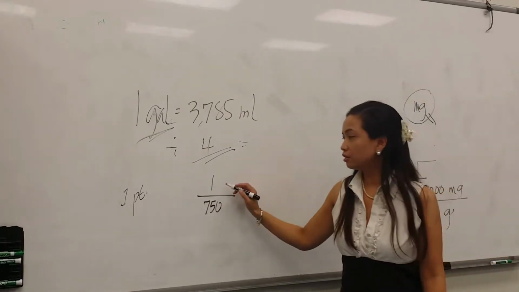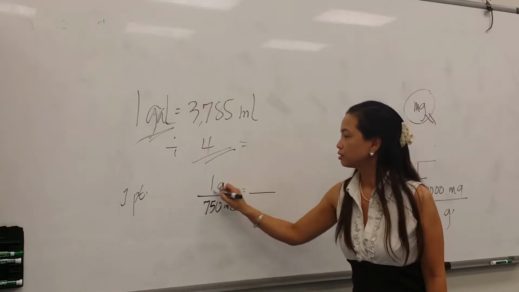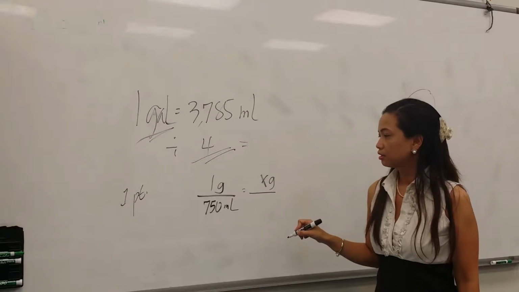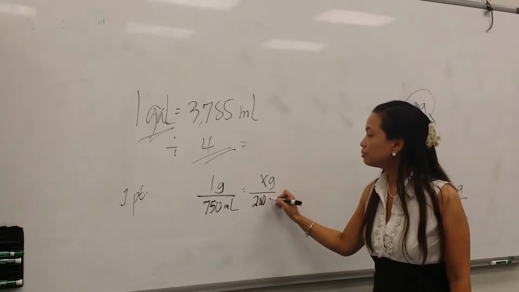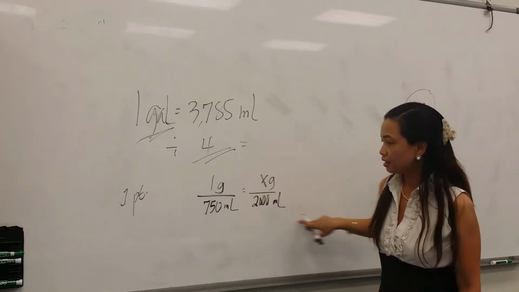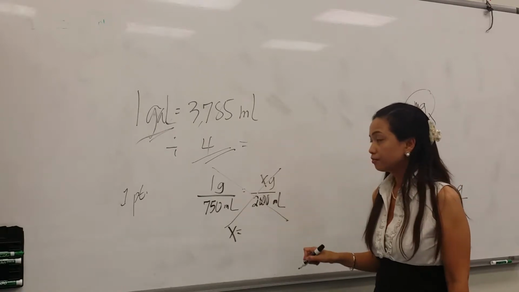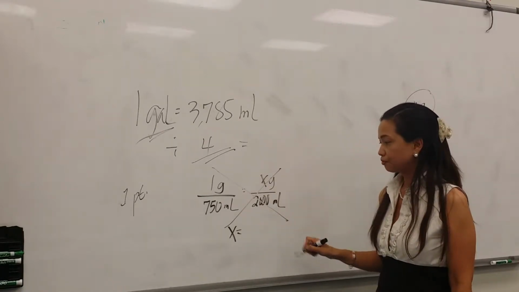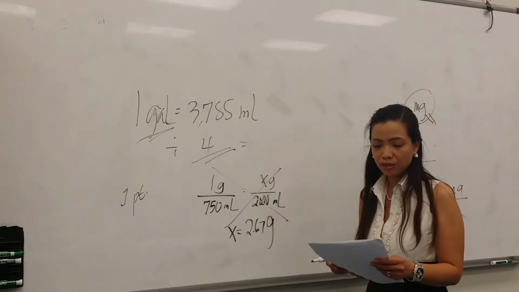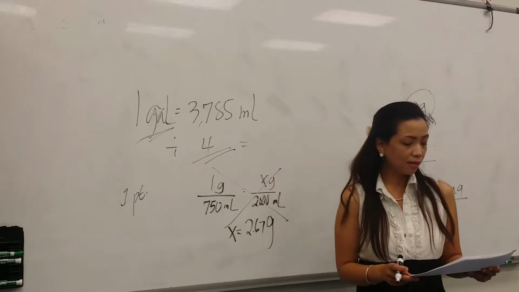What are the invisible units here? Gram and milliliter. As 1 gram is to 750 milliliters, X grams is to 2,000 milliliters. 2,000 milliliters because you have 2 liters, right? You want to make it apples to apples. So 2,000 divided by 750 is in grams. 2.67. 2.67 grams. But was that the question in grams? Were your options in grams? Yes, your options were in grams.